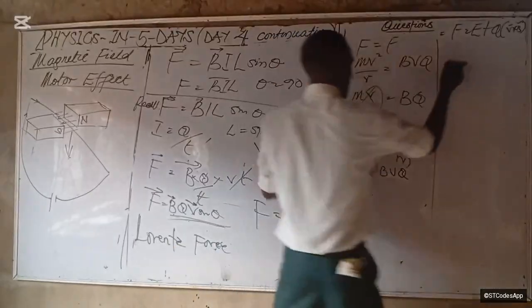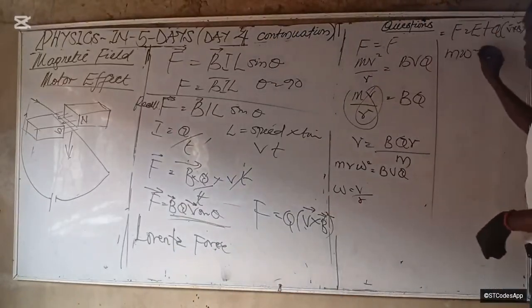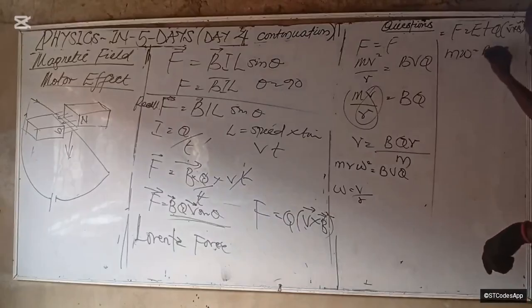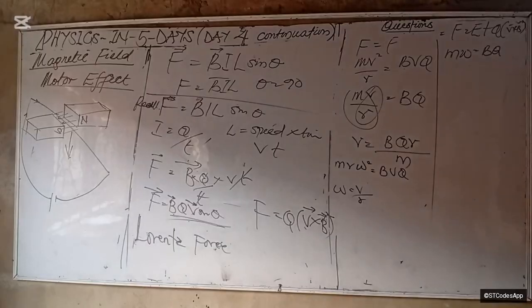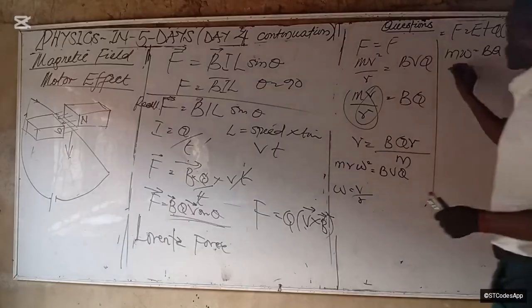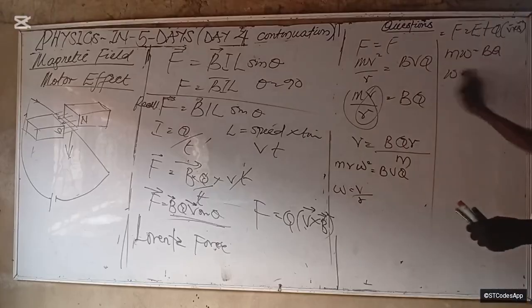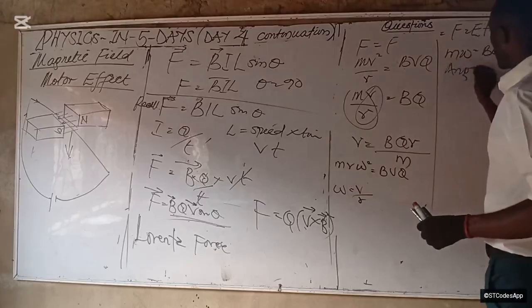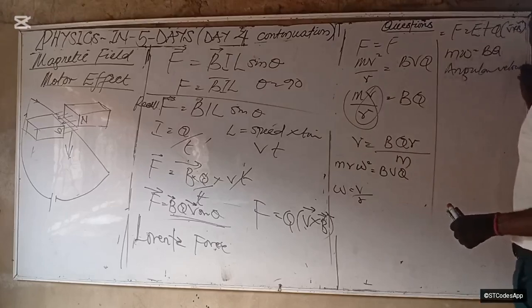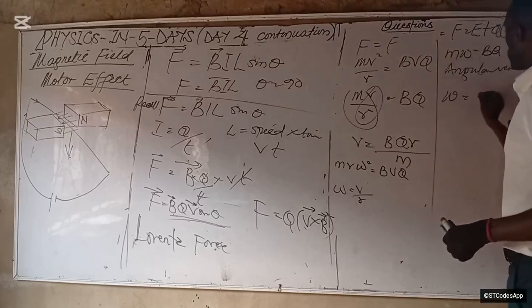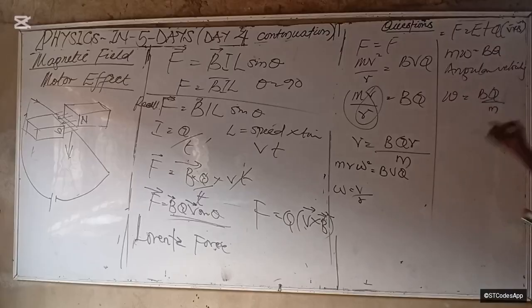So we can say from here that m omega is equal to bq. Does this make sense? Have I screwed things up? No? Okay, so I can say that omega, the angular velocity, is going to be what? Omega equals bq over m. Does this make sense? Okay, if this is the case, then what do we have?